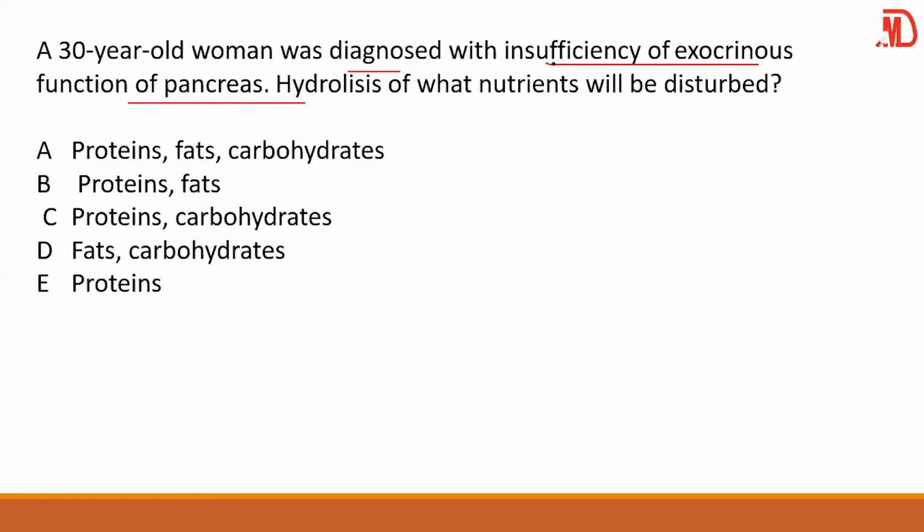So what nutrients will be disturbed? Of course, proteins, fats, and carbohydrates will be disturbed, because the enzymes produced by the exocrine part of the pancreas include trypsin for proteins, amylase for carbohydrate, and lipase for fat. So the answer is A.